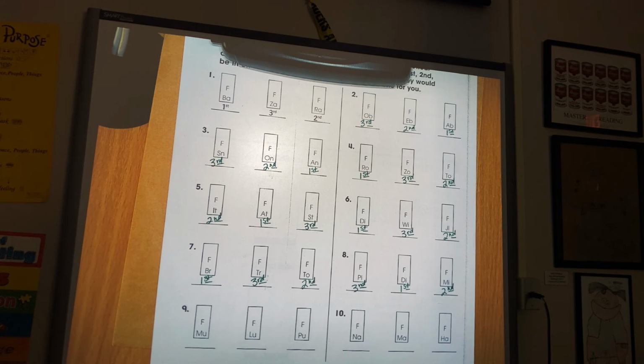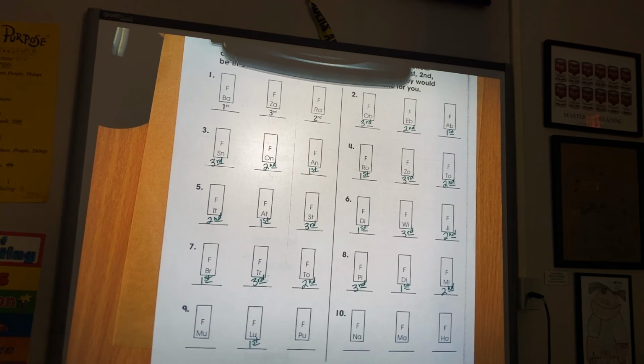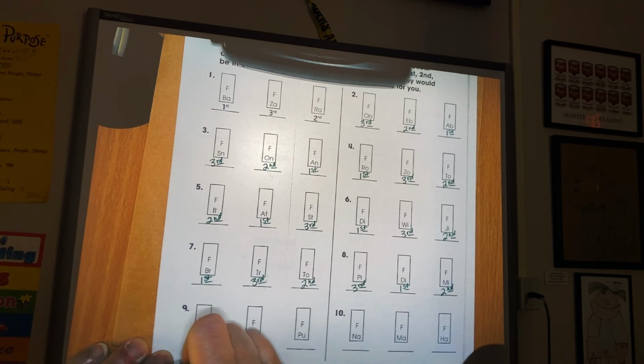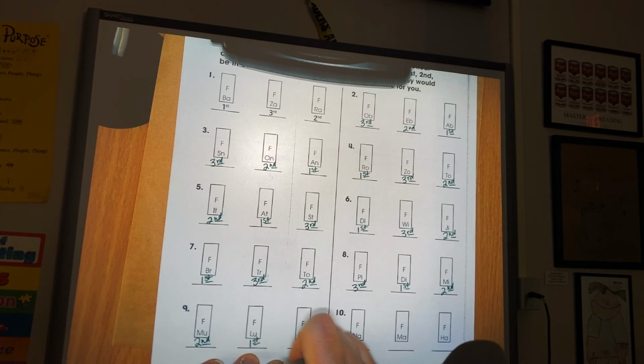If you said Fiction LU is first, you are correct. If you said Fiction MU is second, you are correct. And if you said Fiction PU is third, you are correct. Your shelf would be perfect.